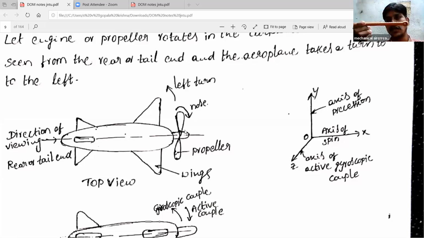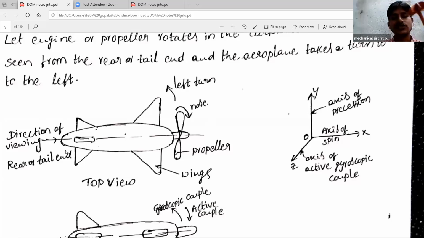That means the total portion. Actually the plane will go only in this orientation, but when it takes a left turn, it will achieve this type. That means to raise the nose and dip the tail. The angular momentum will change from OX to OX dash. You will observe that, and it is easy to understand with the help of the diagram. All of you observe that.